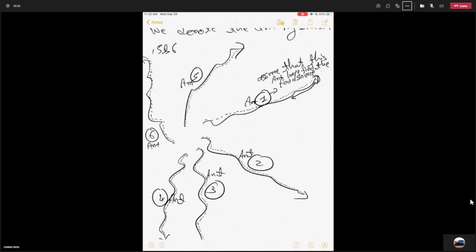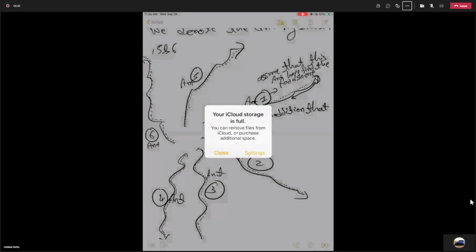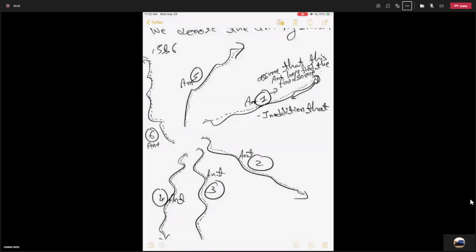In addition to that, whenever it is coming back on this path, it is also depositing pheromones throughout the path. Whatever path it took from source to destination, now it is coming from destination back to source.